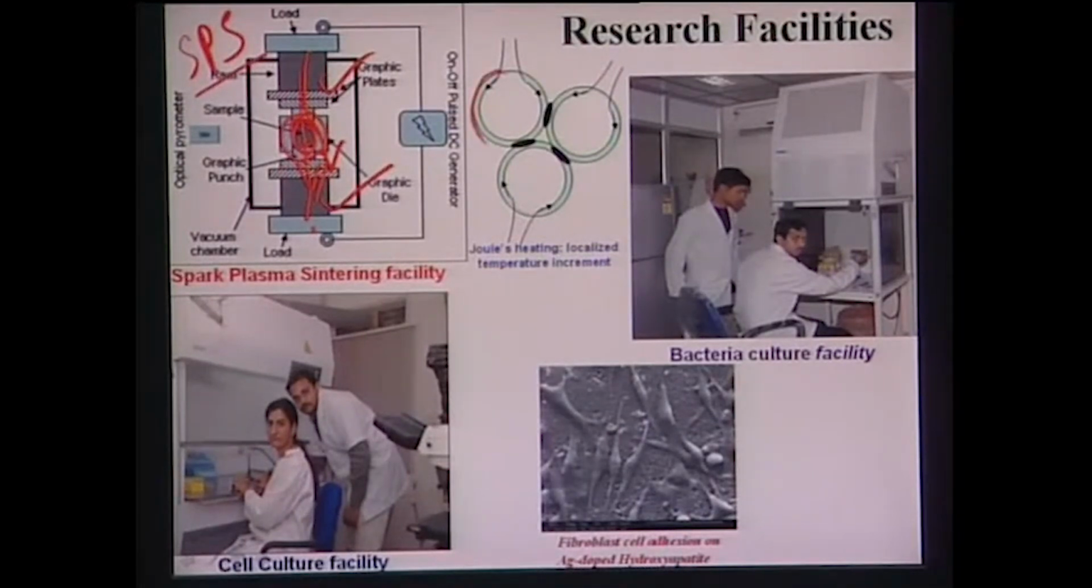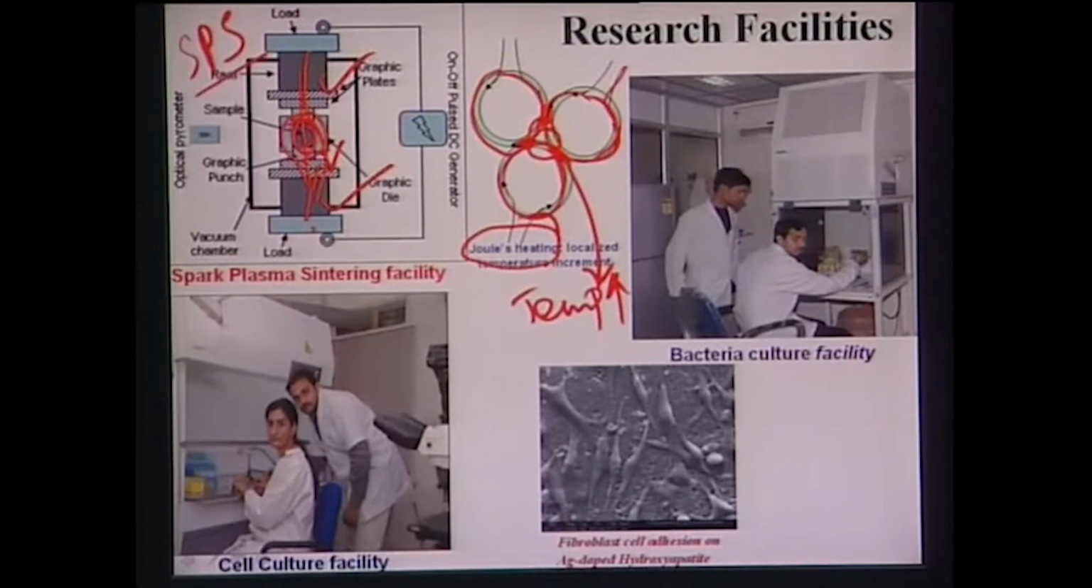It shows three particles in contact with each other, and how the current passes through the particle surfaces. These contact spots offer resistance to the current flow, and as a result Joule heating takes place, which leads to a large temperature increase. The temperature rises to a high value, and that helps in enhanced mass transport.